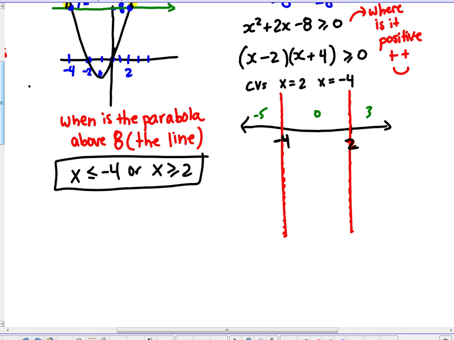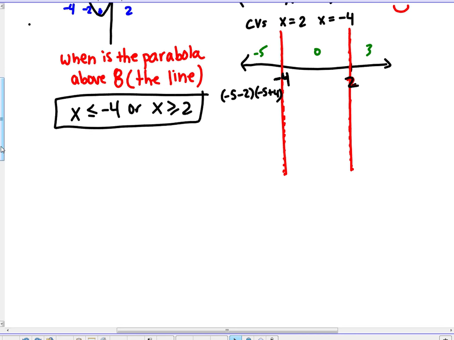So we use our factors, -5 minus 2, and then -5 plus 4. So we just need to figure out if it's a negative or a positive. -5 minus 2 is a negative, and -5 plus 4 is a negative. Two negatives make a positive, because it's a product.